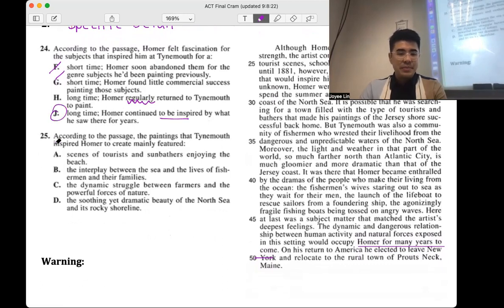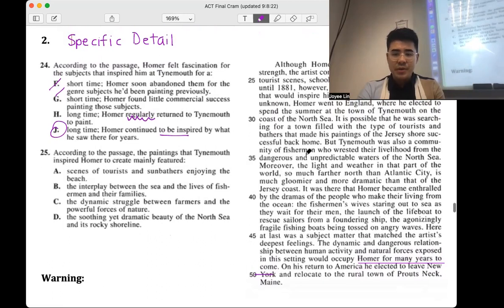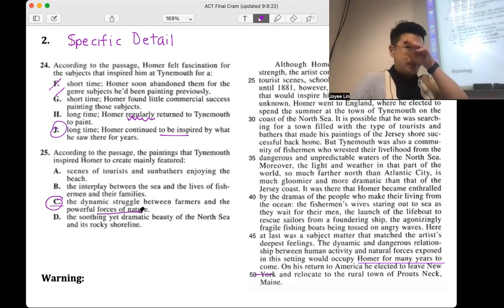Oh, but J. According to the passage, what Tynemouth inspired Homer to create mainly featured the community of fishermen. The drama of the people who make their living from the ocean. Yeah, because the ocean, not the families, right? So here they use a little bit of changing of the word choice.